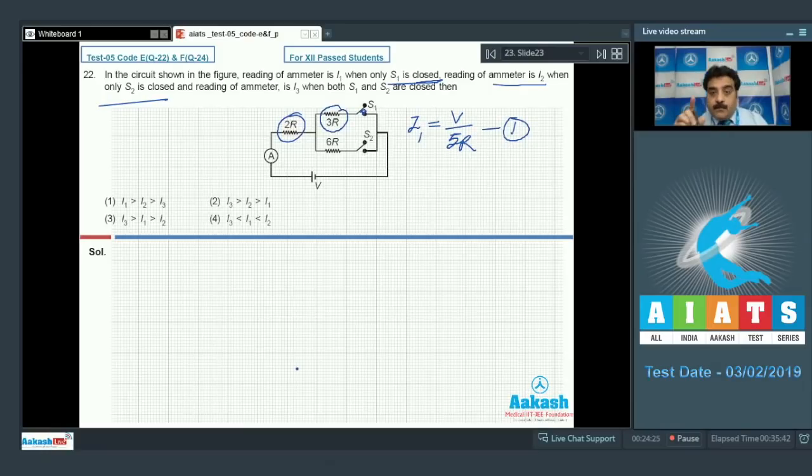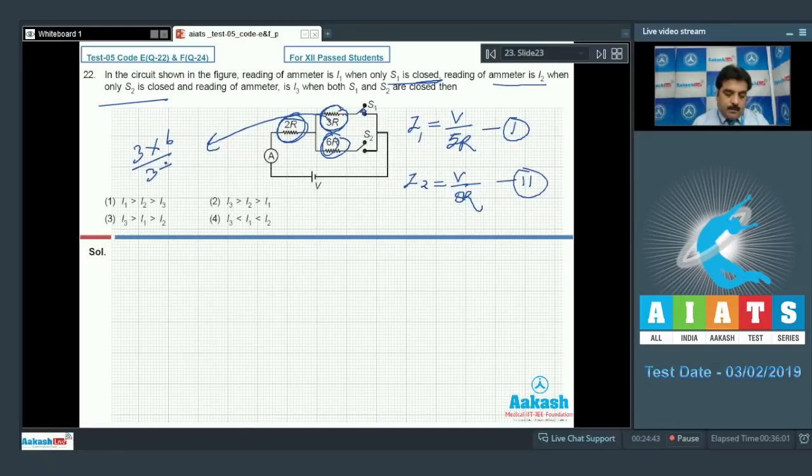Similarly, when S2 is closed, 6R and 2R will be effective. So the value of I2 will be V upon 8R. This is my relation number 2. And when S1 and S2 both are closed, then 3R and 6R will be in parallel. So 3 into 6 upon 3 plus 6 means 2R, and this 2R becomes in series with the other 2R. So finally you will get I3 as V upon 4R. This is relation number 3.